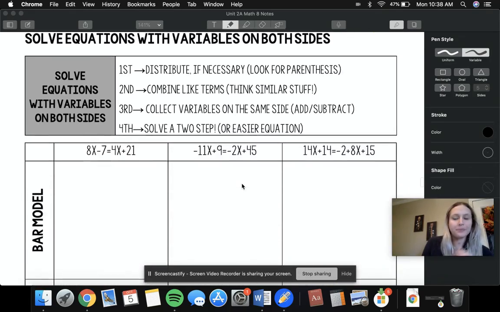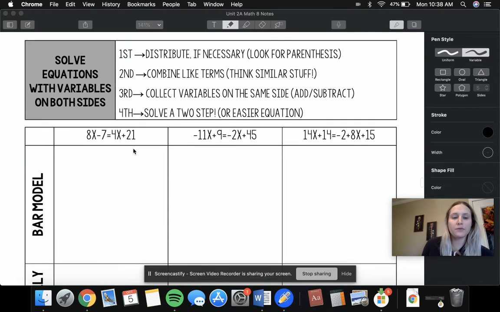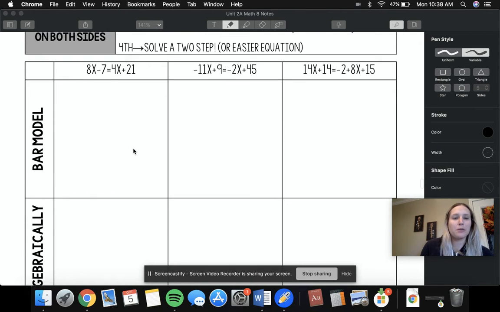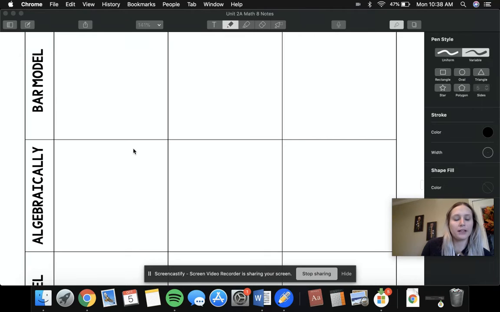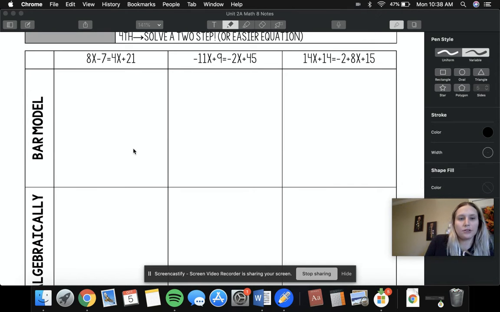Okay. So today we're just going to take it very easy with these examples. You'll see that there is no distributing. So there's no parentheses on either side of the equal sign, there's no like terms. So basically we're just talking about how can we get rid of a variable that's on both sides, because that is not normal. So we're not going to do the bar model. People didn't really care for that, and that's totally fine. So we are going to talk about how to solve this algebraically.